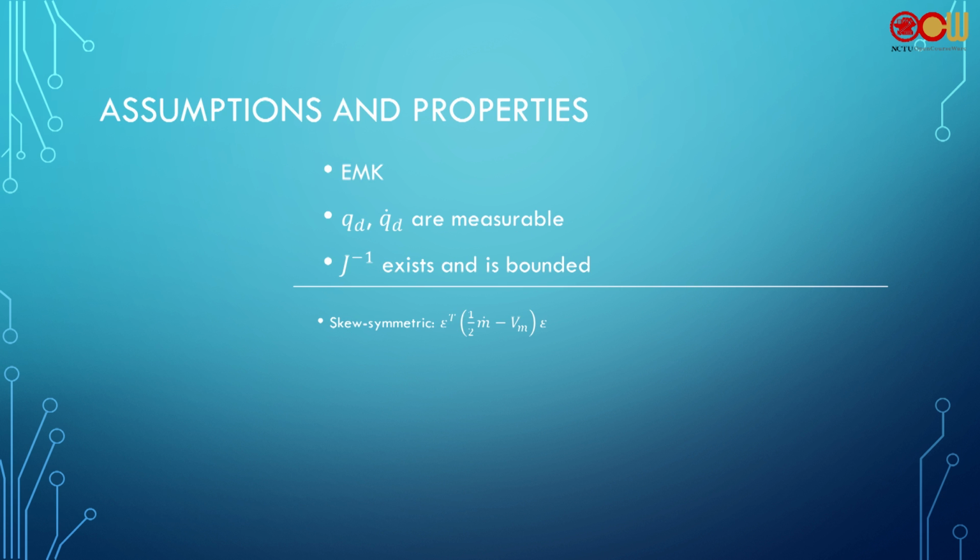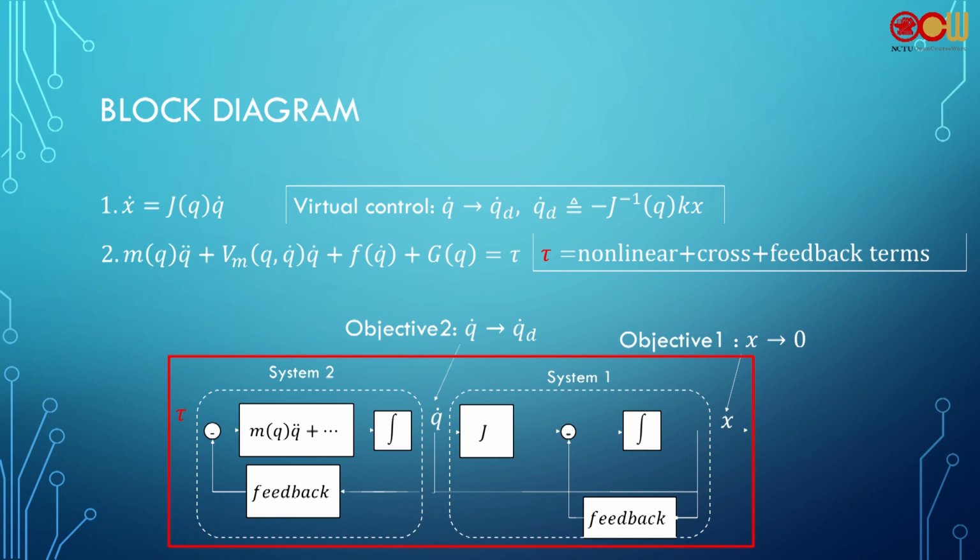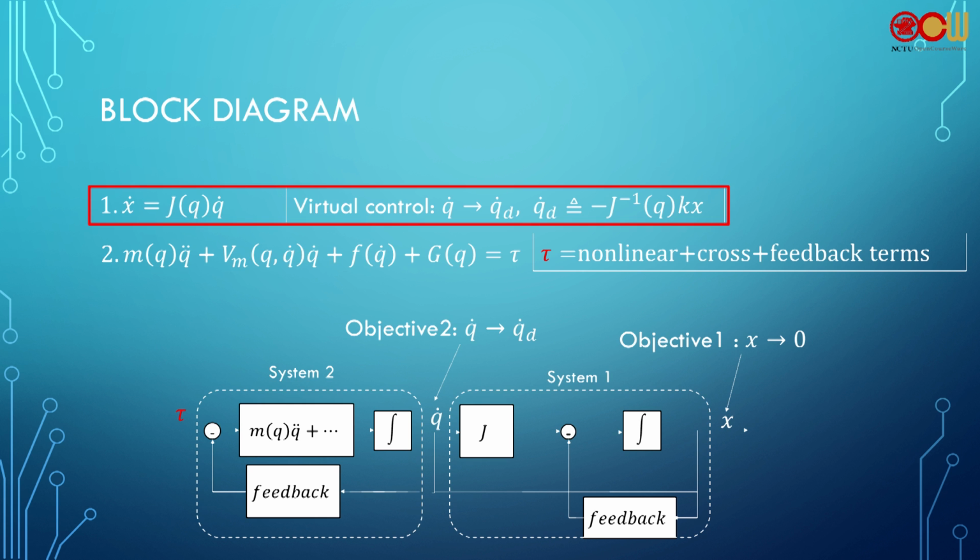And here are the properties we need to use. There are two subsystems in the overall system. In the first system, we use the Jacobian relation to convert between joint space and task space. So the virtual control for sure is QD dot, okay? That is the desired trajectory for Q dot. And that can be designed simply as a feedback control.